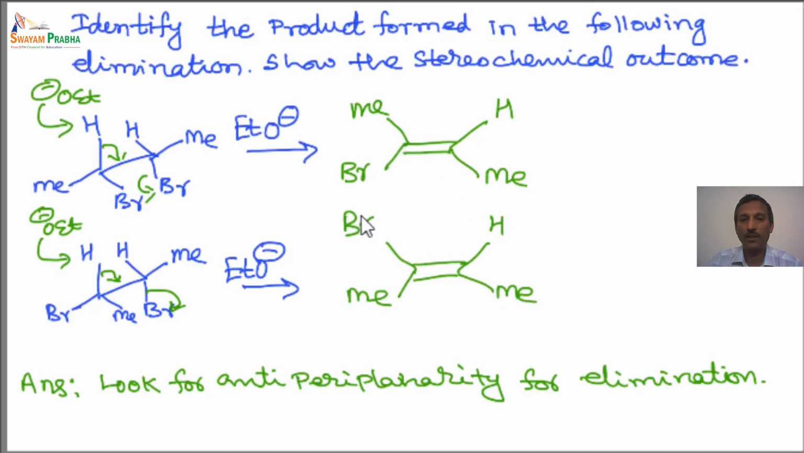And in this particular case, the highest priority group bromine is here and methyl is here. So this is 1, this is 2. And in this case, the lowest priority hydrogen is here and the methyl is here. So these two highest priority groups are opposite to each other. So this is the E isomer. So we can say this is the Z isomer and this is the E isomer according to the CIP rule. So this is the stereochemical outcome of this particular elimination reaction.